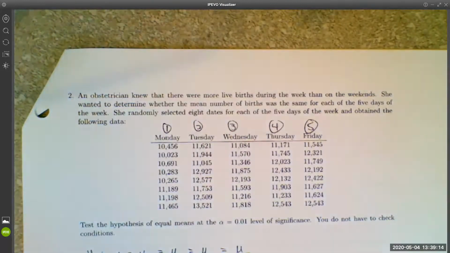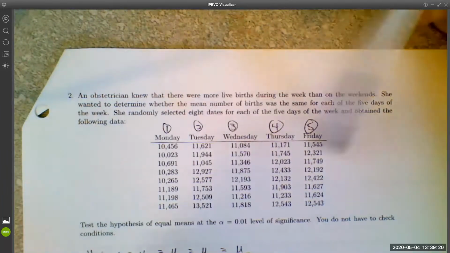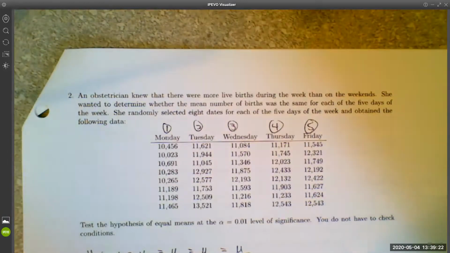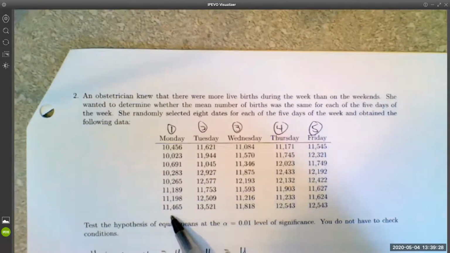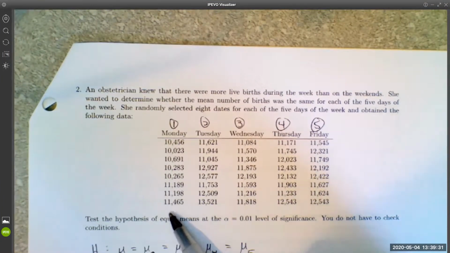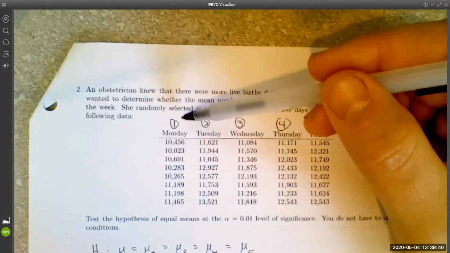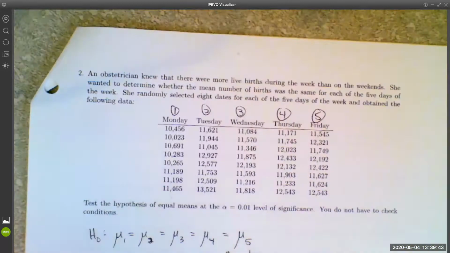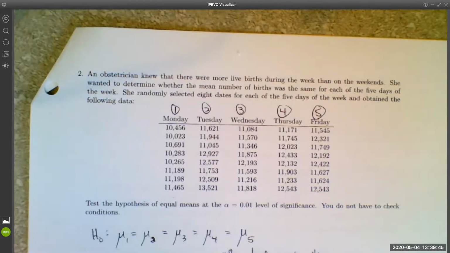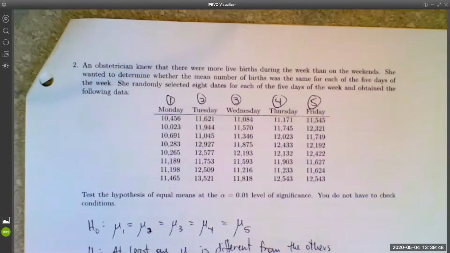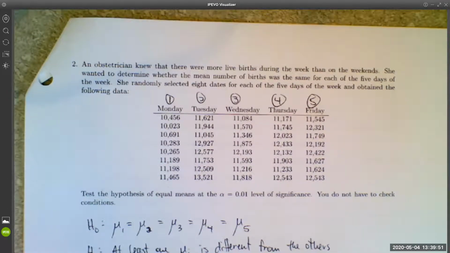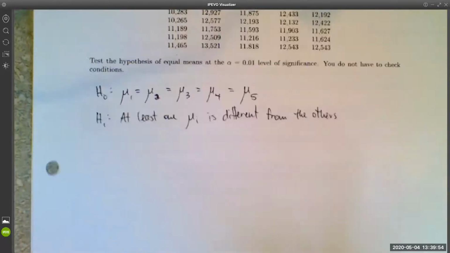Now, the question that this particular obstetrician has is, does the number of live births differ during the actual days of the week? And looking at this data, I would guess yes, because the number of live births on Monday seems, on average, about 1,000 smaller than the other 4 days of the week. So I'm going to guess that we're going to reject the null hypothesis again because of Monday. So apparently obstetricians don't like Mondays very well. They don't schedule live births for the weekend, but they also don't schedule births for Mondays. Anyway, we'll run the test.